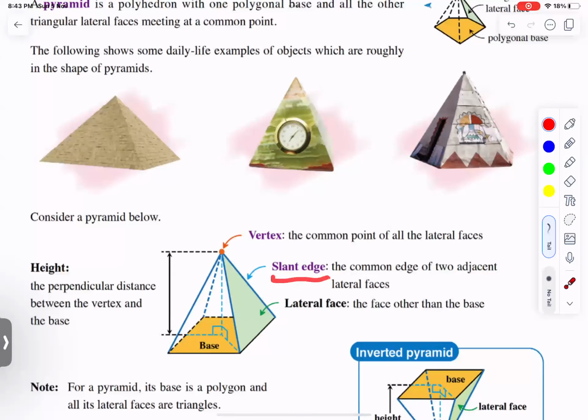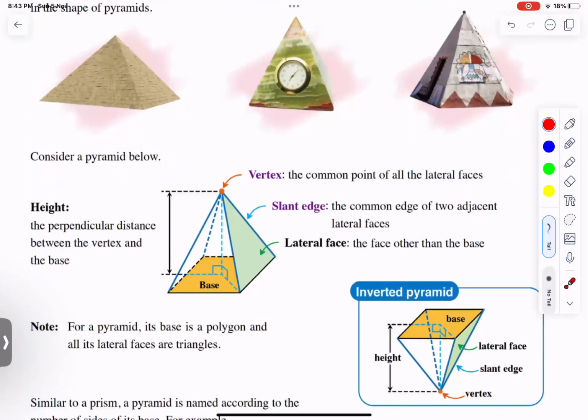Edge. Okay, my weird pronunciation. Please don't mind, because everyone knows my English is a little too good. Anyways, so those lines are called slant edges. Edge. Okay, I'm doing it wrong again.